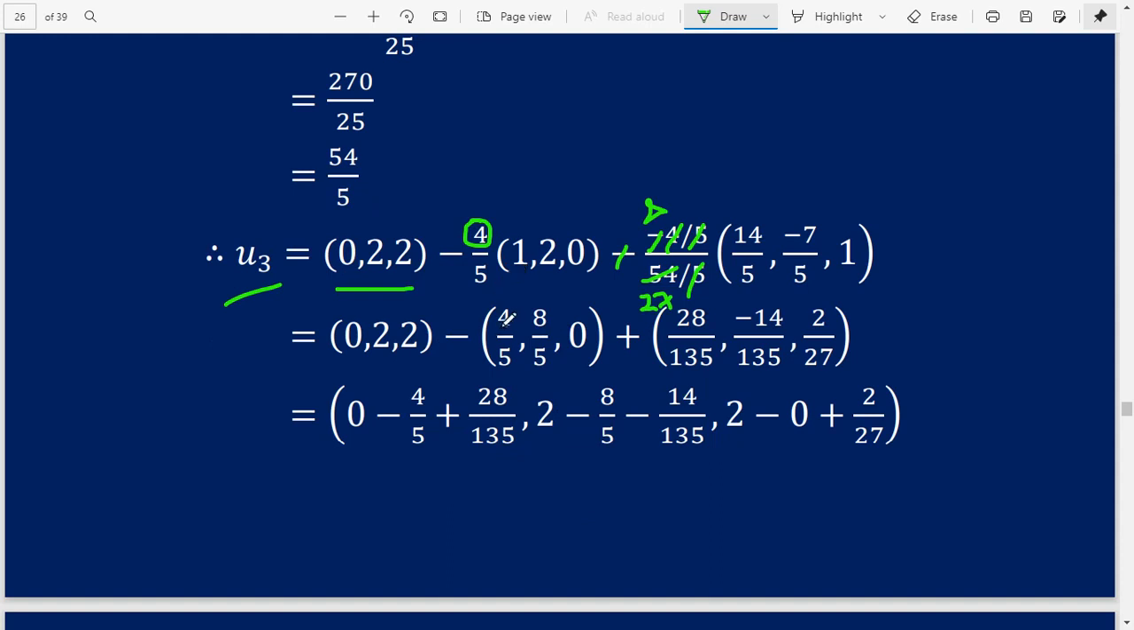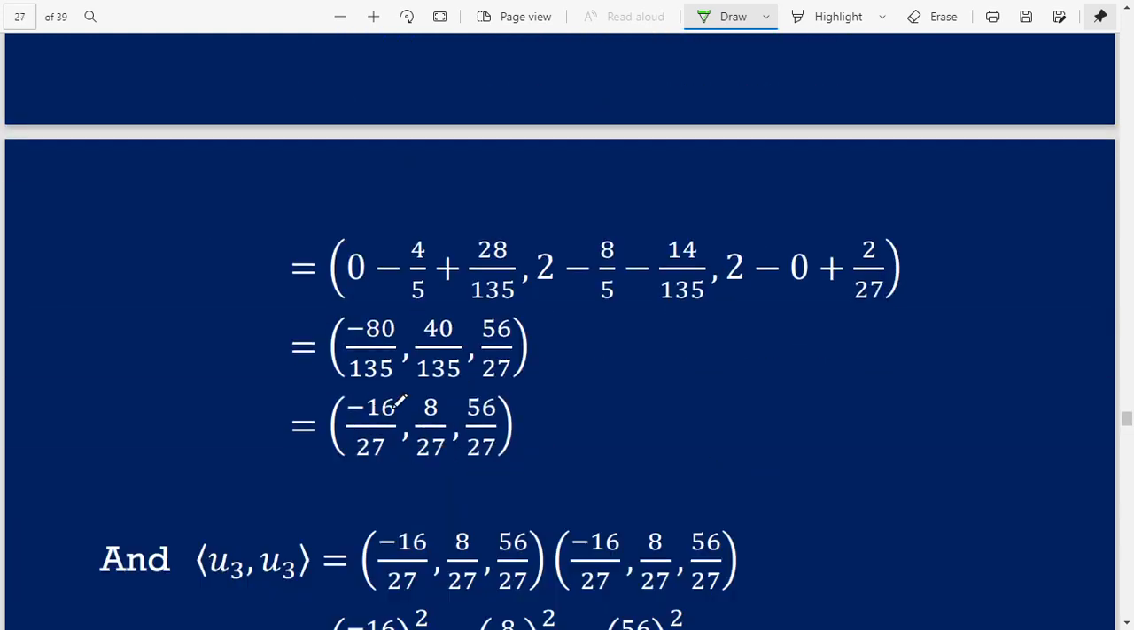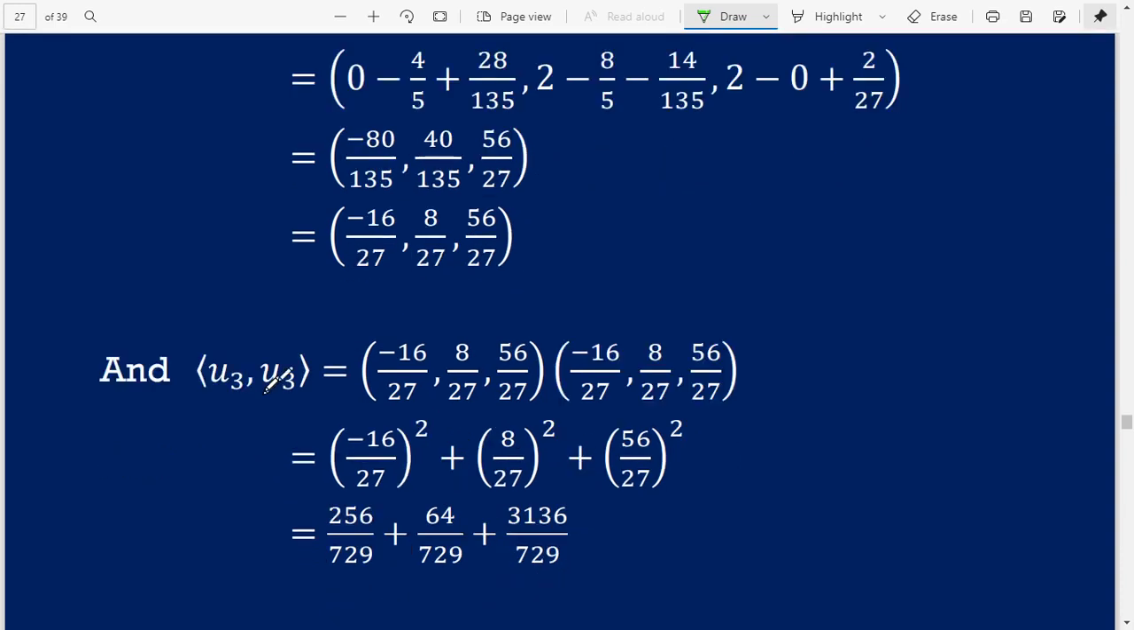So this is equal to 4 by 5, 8 by 5, and 0. Now simplifying this, we get the value minus 16 by 27, 8 by 27, 56 by 27. And also inner product U3 with U3 is equal to minus 16 by 27, comma 8 by 27, 56 by 27 into minus 16 by 27, comma 8 upon 27, comma 56 upon 27.